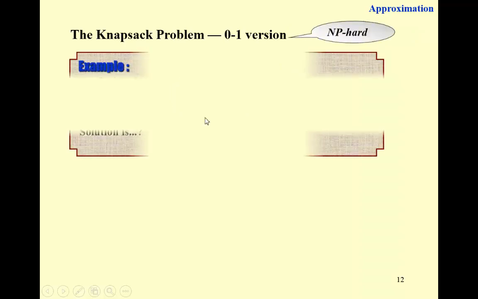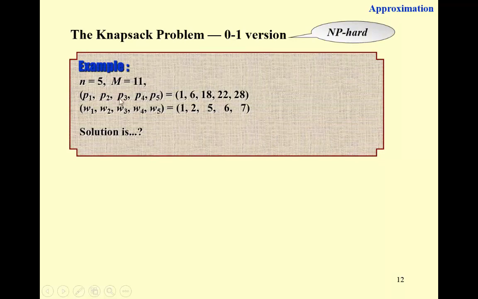Now look at one specific example. So suppose we have 5 items and the capacity is 11, and these are their profits and these are their weights. So what about the optimal solution? So pause the video and take a minute, try to figure it out. So this is the optimal solution. Did you get it right?